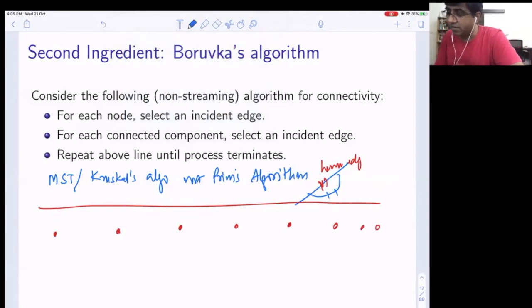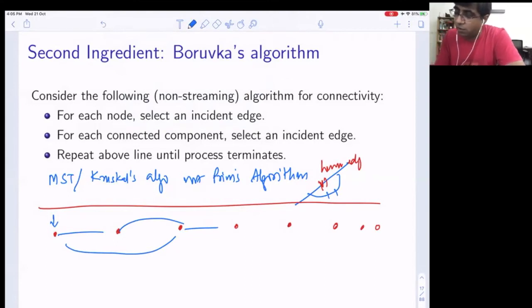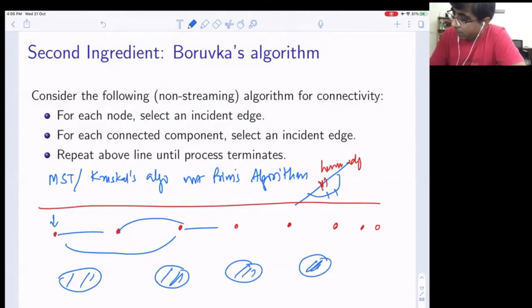Next, think of it like a proposal algorithm. Every vertex just picks one of its neighbors and proposes. Okay, so everybody throws an edge. It's possible that he throws an edge to him, he throws an edge to him, and so on and so forth. So after the end of the first round, you look at the connected components, and you put them together. Okay, so this round one is done.